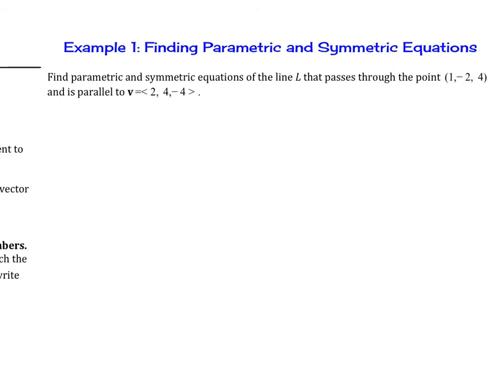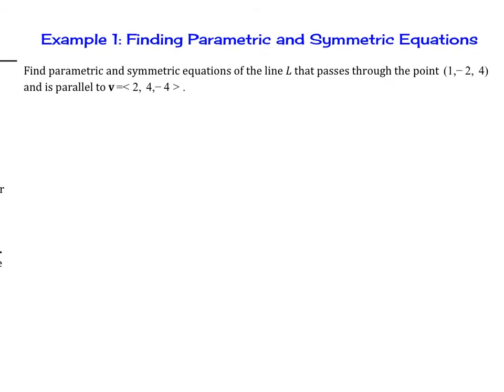Example 1. Finding parametric and symmetric equations. Find parametric and symmetric equations of the line L that passes through the point (1, -2, 4), and is parallel to the vector v equals <2, 4, -4>. So this point here, we'll call this point P. So this is x sub 1, y sub 1, z sub 1, and then the vector v, we'll label this as a, b, and c.